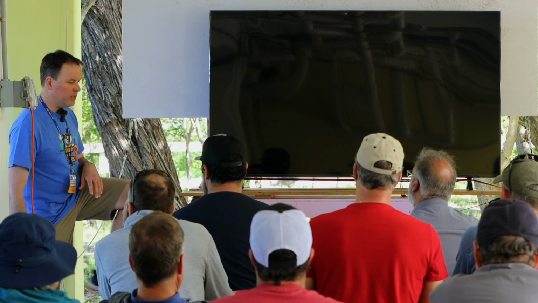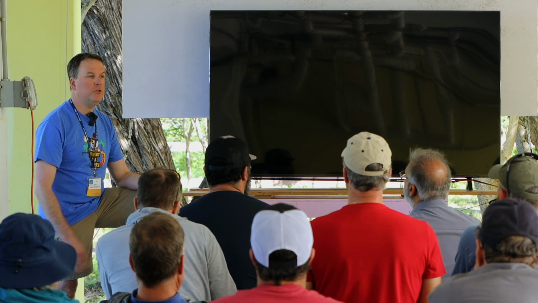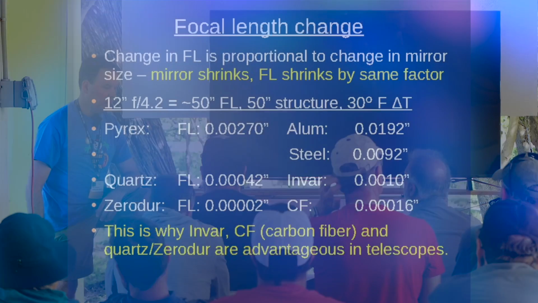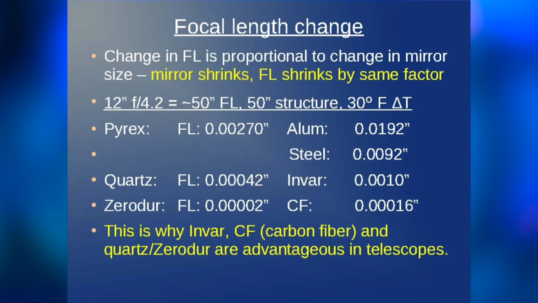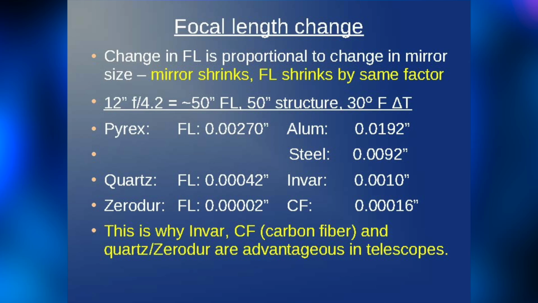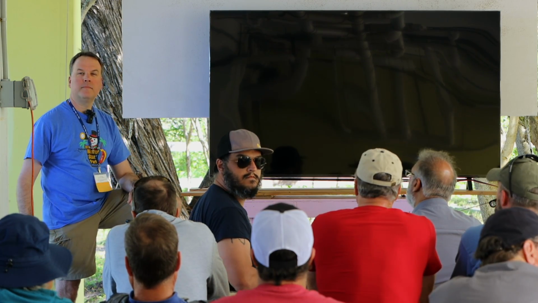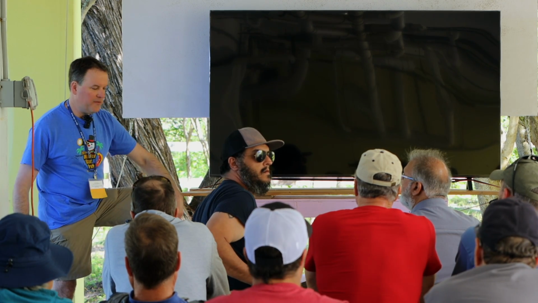So focal length change in these types of telescopes is proportional again to that CTE. So if you have a 12-inch f4.2, let's say it's a 50-inch focal length, and we have a 30-degree temperature change, if it's Pyrex, the focal length of the mirror is going to get shorter just due to the mirror literally shrinking by about 2.7 thousandths of an inch. Aluminum will change in length, the telescope tube, by about 19 thousandths of an inch. So there we have a difference of about, power's out for a little while, okay, 17 thousandths of an inch.